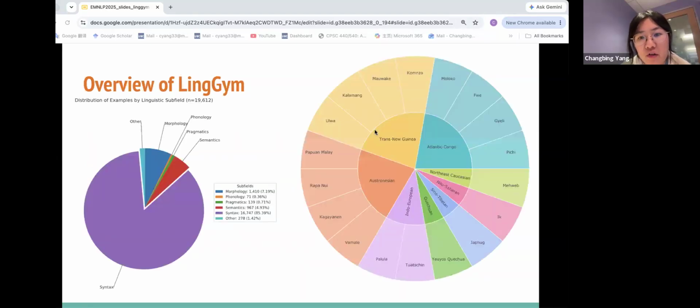And here's the overview of our LingGym dataset. It contains over 19,000 IGT examples, and the languages span 8 language families. Because those books are reference grammar books, it heavily focuses on grammar, so it has a strong focus on syntax.